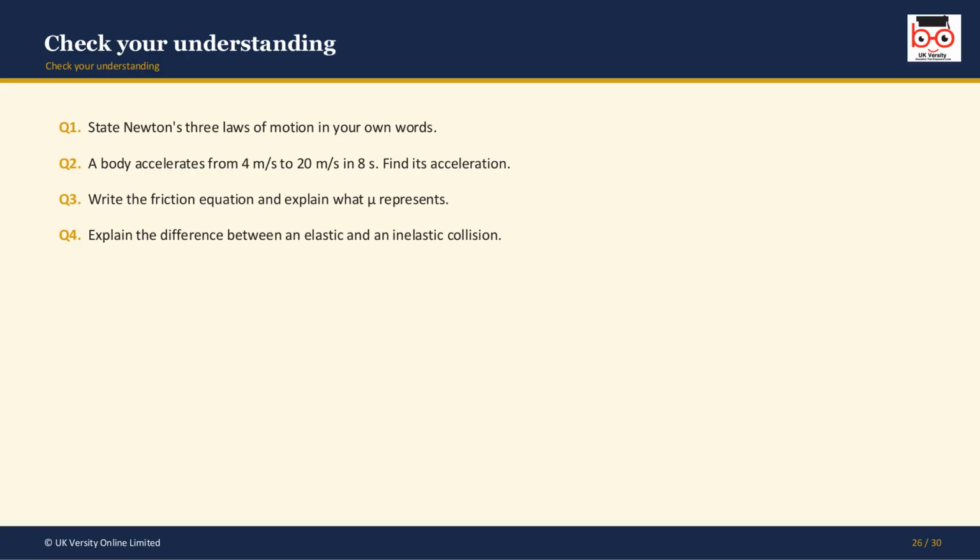Let's test what's stuck. First, can you state Newton's 3 laws of motion in your own words? Second, if a body speeds up from 4 meters per second to 20 meters per second in 8 seconds, what's its acceleration? Third, can you write the friction equation and say what mu represents? And fourth, what's the difference between an elastic and an inelastic collision? Have a go before moving on.